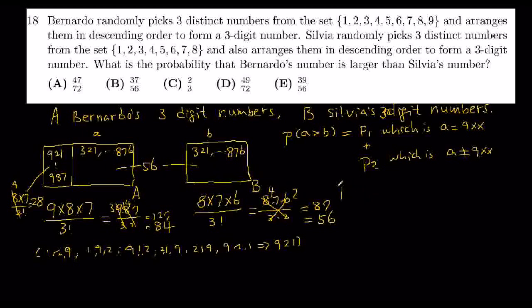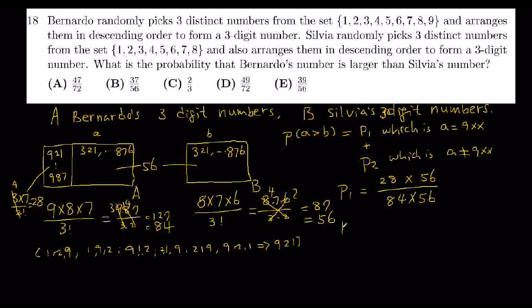So what's the probability 1? Because we have 28 numbers to choose, each of them starts with 9, and then for any number we select from B, which has 56 numbers, it does not matter. So 28 times 56 combinations out of a total of 84 times 56. That's the probability P1.